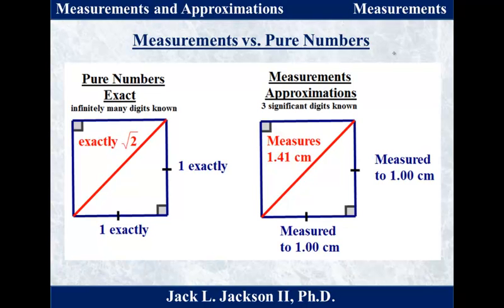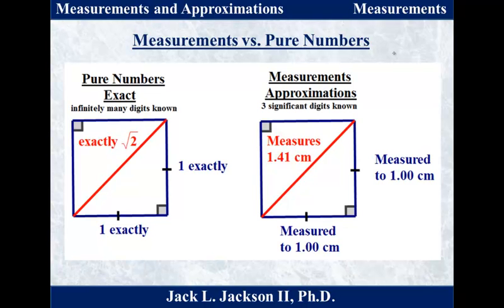But this time we do not know that it's exactly square root of 2 with all those infinitely many decimal places, because we only measured the sides to the nearest hundredth of a centimeter. 3 significant digits. And so we have 3 significant digits, the nearest hundredth of a centimeter, for our diagonal. It is 1.41 centimeters. Of course, square root of 2 is about 1.41, so it rounds off to about 1.41 centimeters.